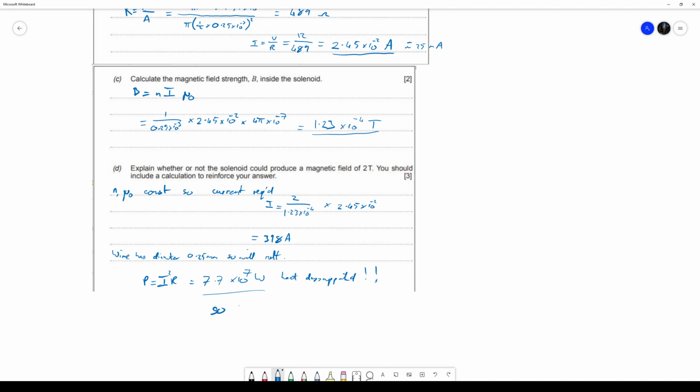I forgot to put the conclusion. So no, the solenoid could not produce that field. It would literally catch fire. You know, that is a beast, isn't it? 77 megawatts. That is ferocious. That is pretty robust output, isn't it? 77 megawatts. That's running a small village.